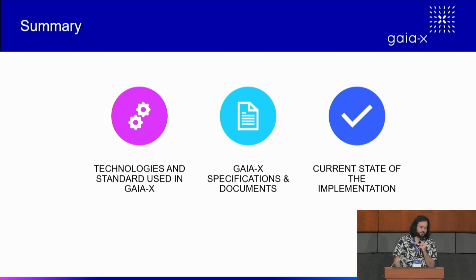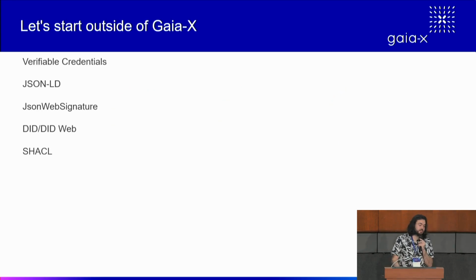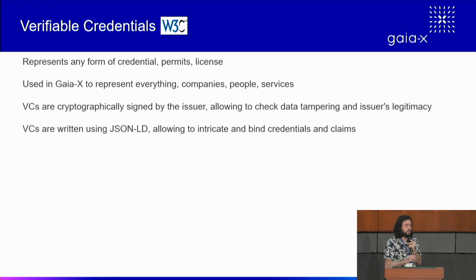so feel free to ask the team if you want a personal demo. In terms of technologies and standards, we mostly use things that are outside Gaia-X. We are using technologies that are provided mostly by the W3C, by the OpenID Connect Alliance, and this kind of things. We will speak about verifiable credential, JSON LD, JSON Web Signature, DIDs, SHACL, and many more. So let's start quickly. Verifiable credentials, you heard them already.